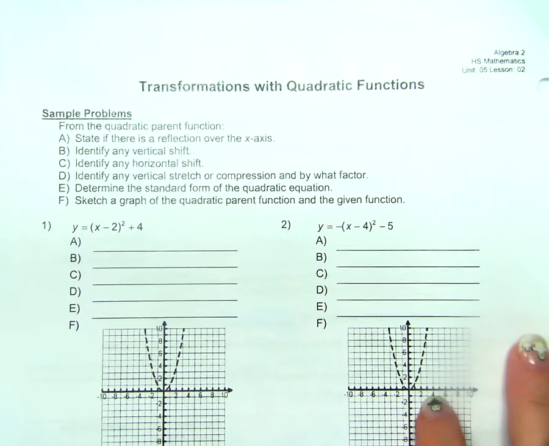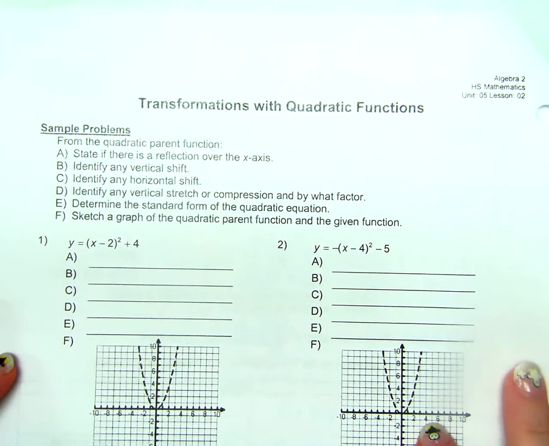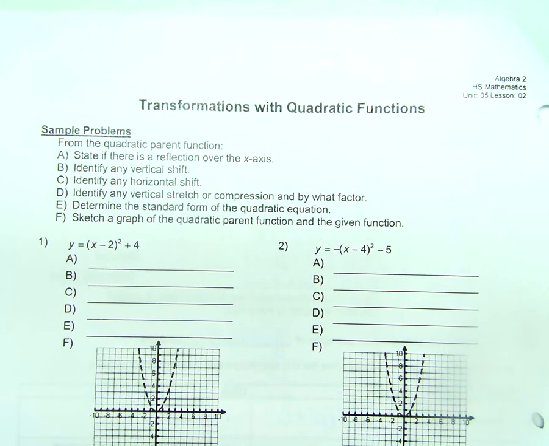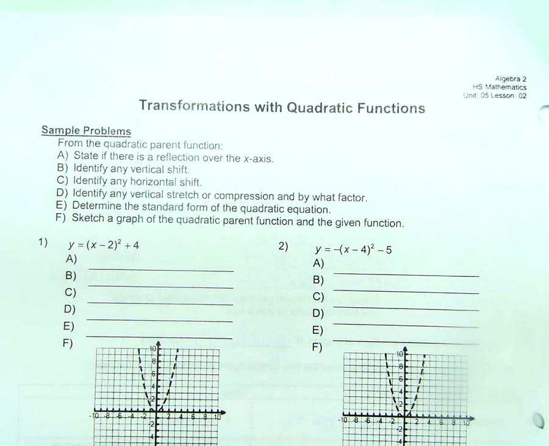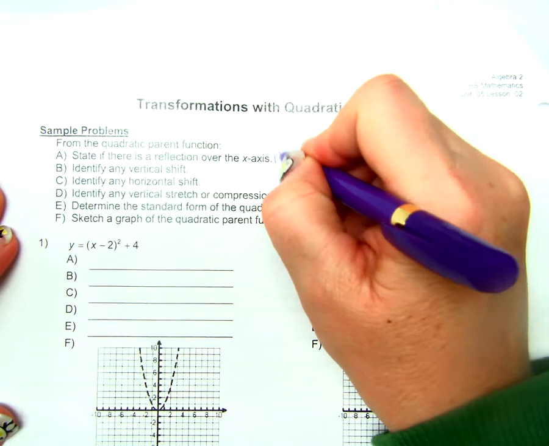There's 6 things we need to do on each equation here, excuse me. First thing I want you to do is be able to tell me if there's a reflection over the x-axis. How can we tell if there's a reflection over the x-axis? If it's a negative, right? If there's a negative multiplier.